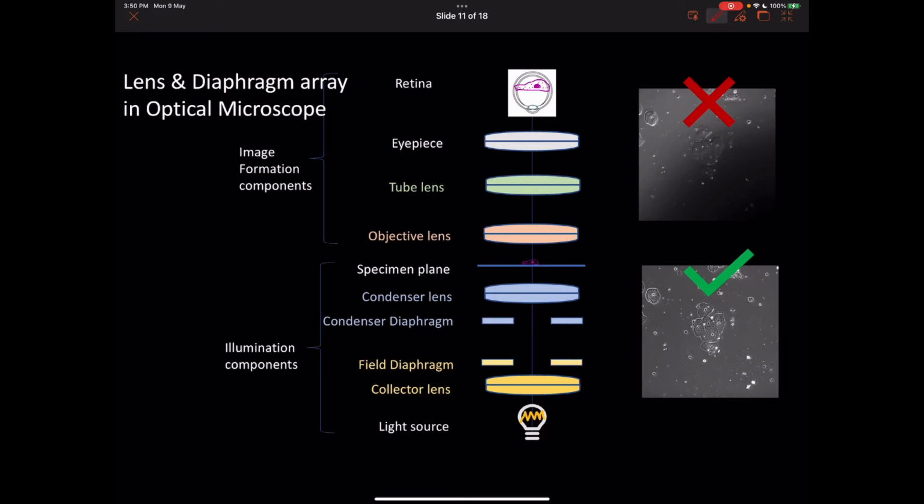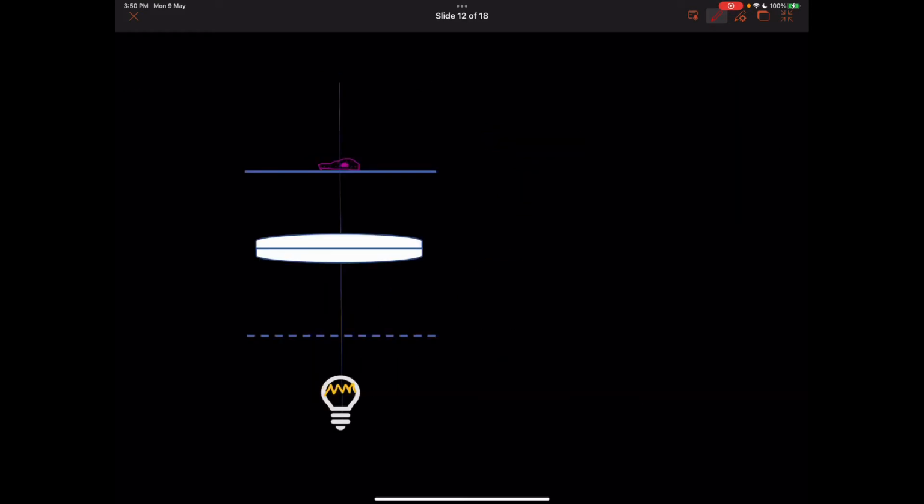Now, in this next slide, you can see a light source in the form of a bulb, which is showing a filament. After that, you have a back focal plane here, and this back focal plane is of this lens placed here. After this lens, you have a specimen plane. On this specimen plane, I have kept a single cell as a specimen in front of you.